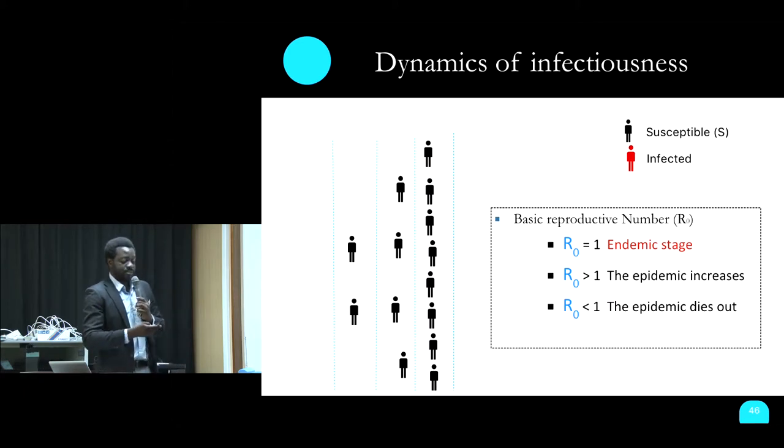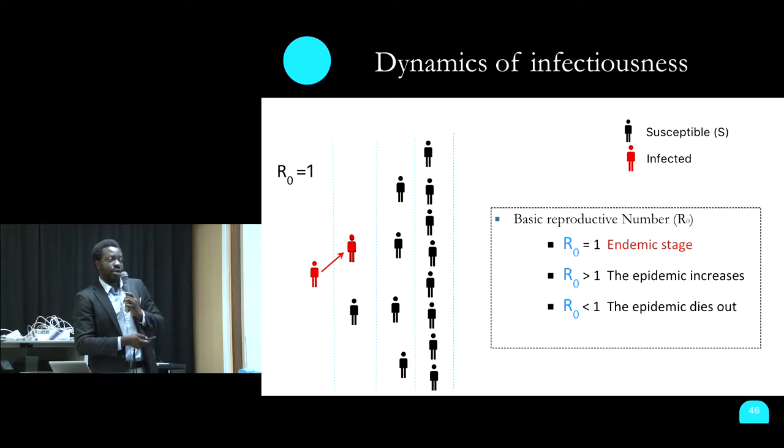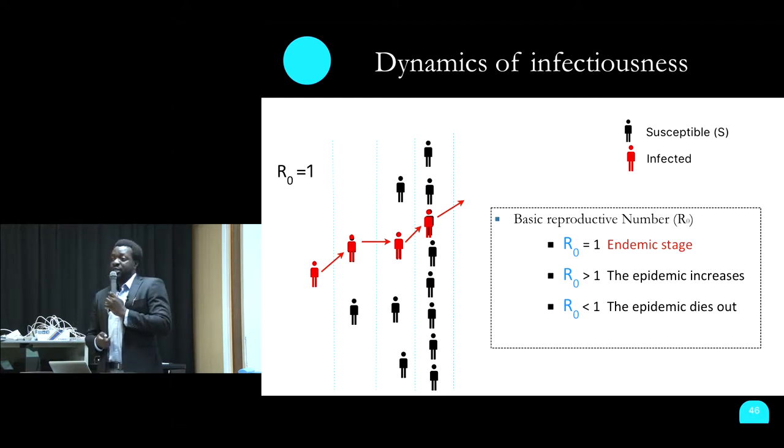More illustration. We have an R naught of 1, meaning that 1 person can transmit the infection to only 1 person. For example, this one becomes infected, and it goes on and on. But we will have an endemic stage. The epidemic will not take off, but we will have a state where the epidemic is there, not taking off and not dying off.